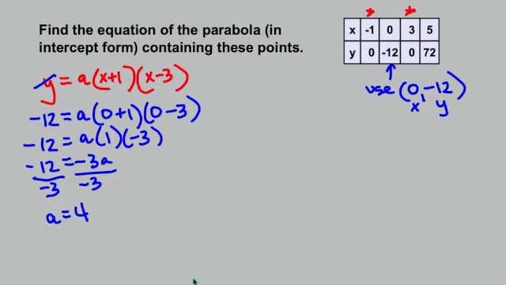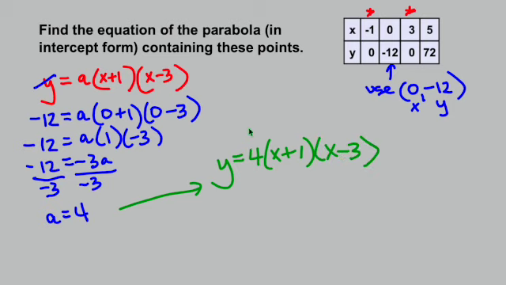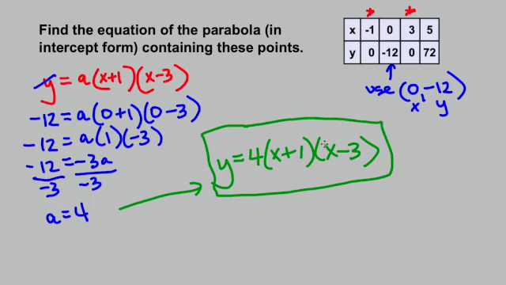That means our actual equation is y equals 4 times the quantity x plus 1 times the quantity x minus 3. That would be our equation. As far as I'm concerned, you can leave it in what we call intercept form. Your teacher may ask you to put it into standard form, and all you need to do then is take x plus 1 times x minus 3, figure out that answer, and then multiply everything by 4. But honestly, you're fine leaving it in intercept form.